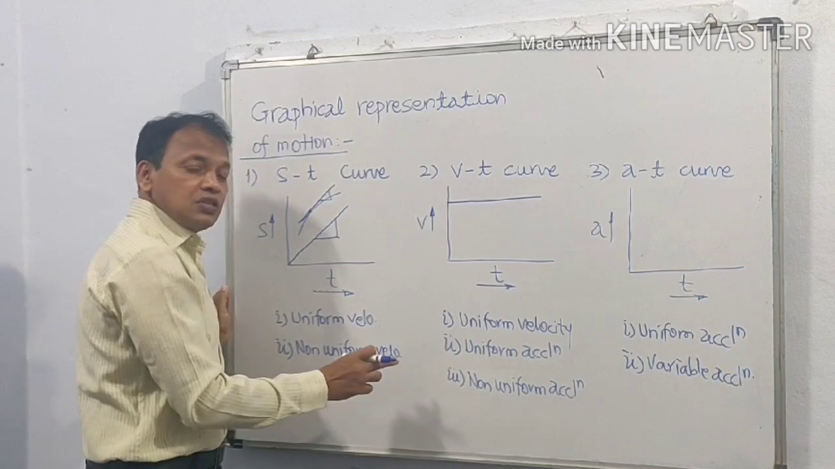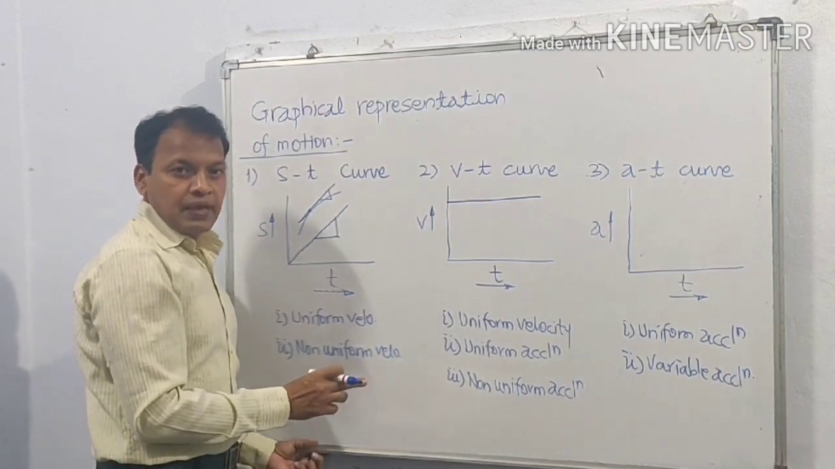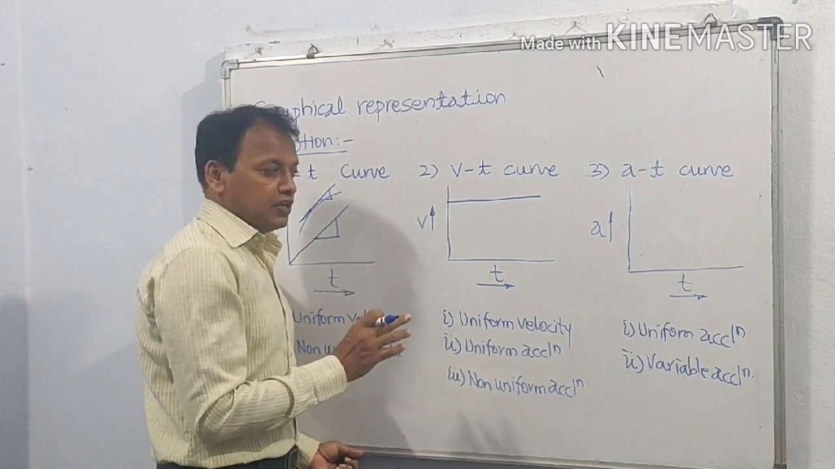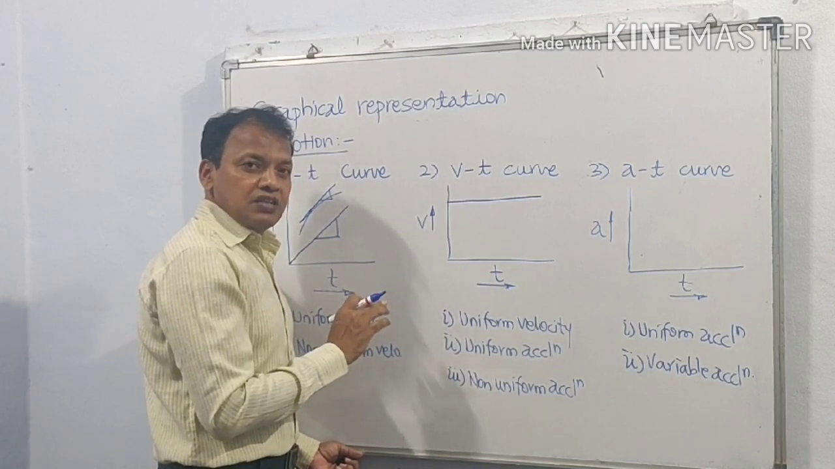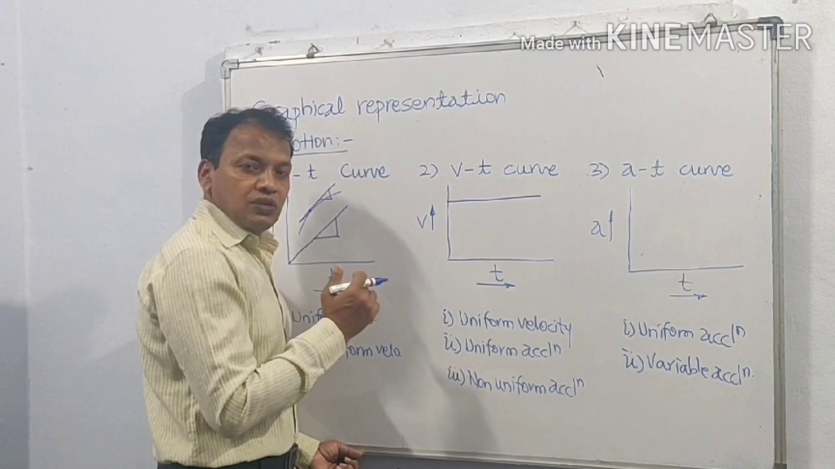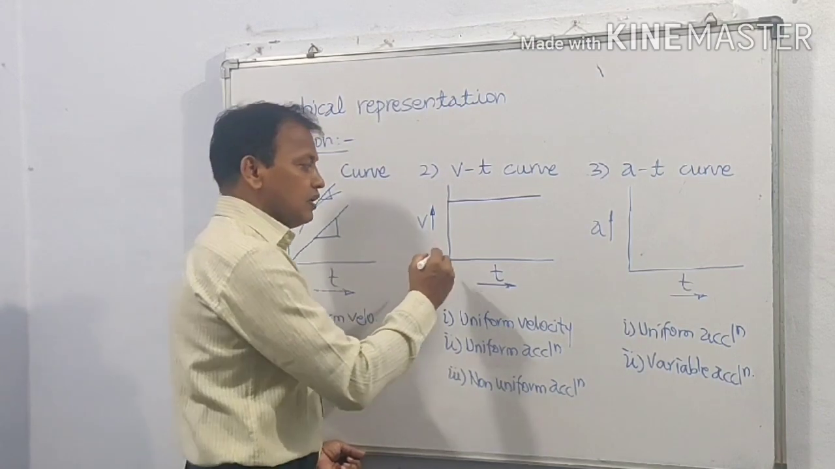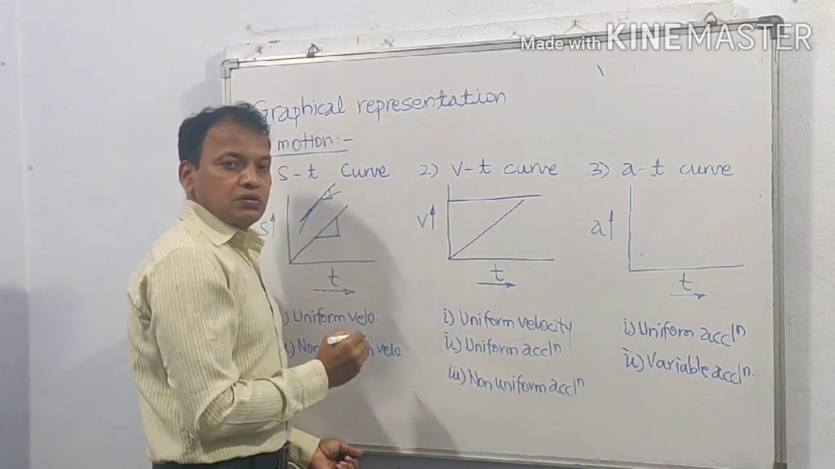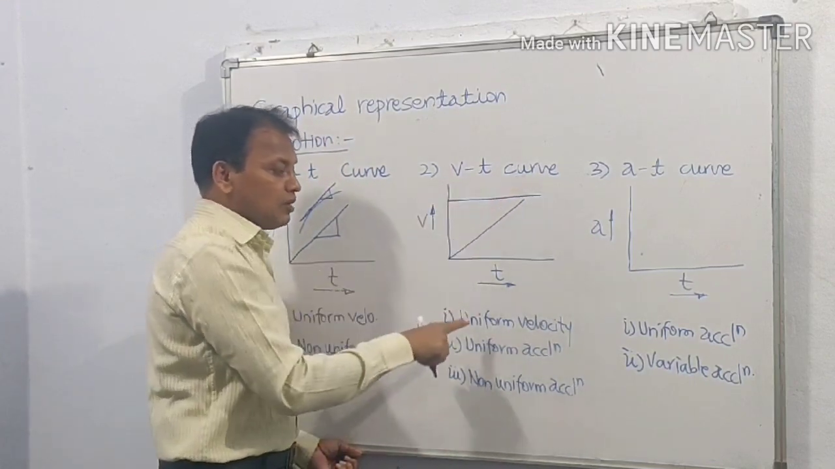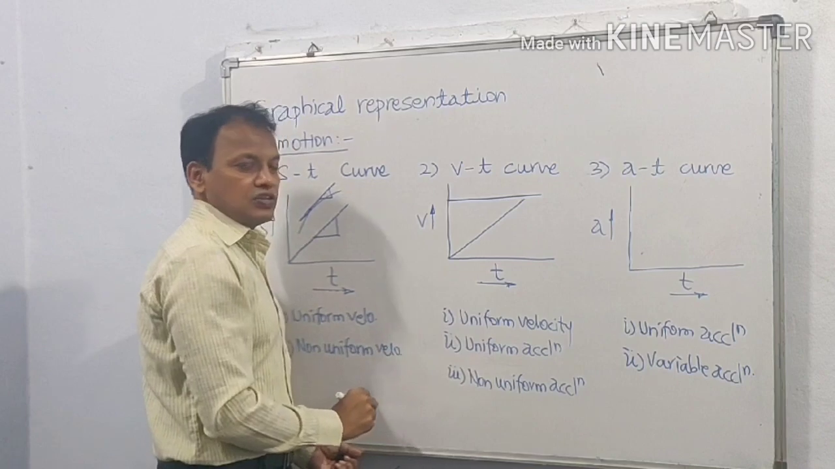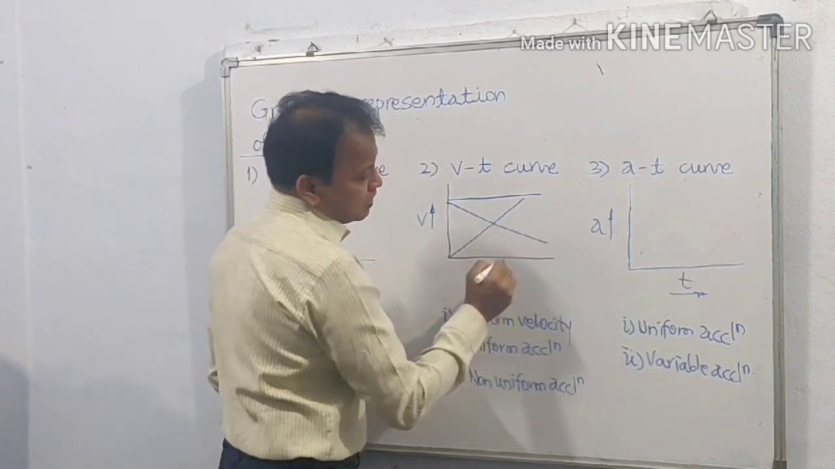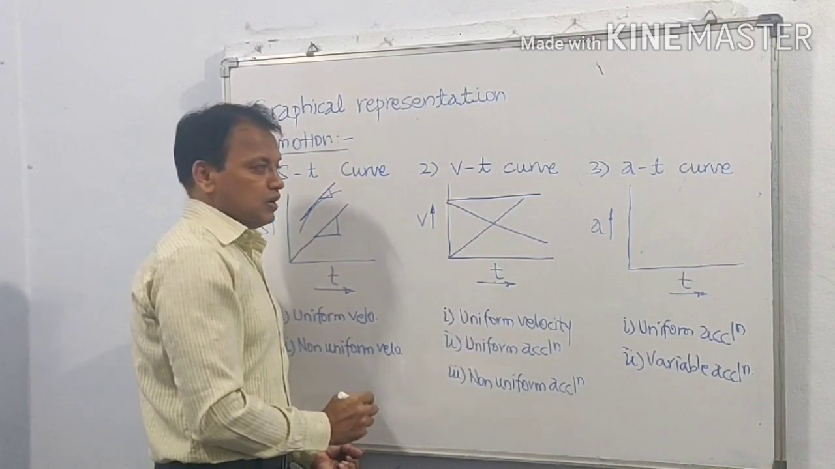Next, velocity with uniform acceleration. Acceleration may be positive or may be negative. When positive acceleration is there, the velocity will go on increasing at a uniform rate, and this will be the graph for the velocity time curve with uniform acceleration. There may be retardation. So in case of retardation, the nature of the graph will be in this manner.